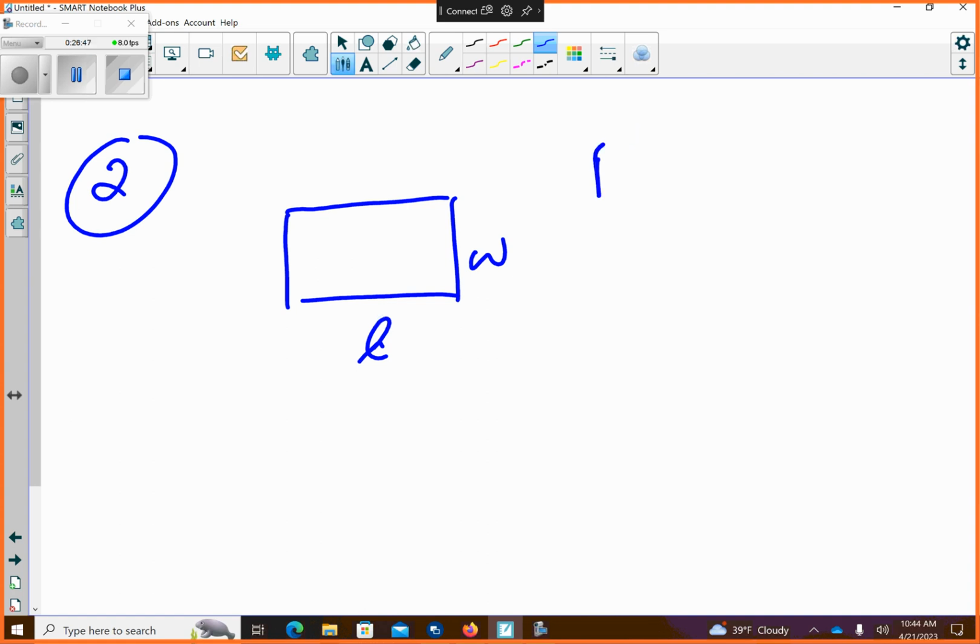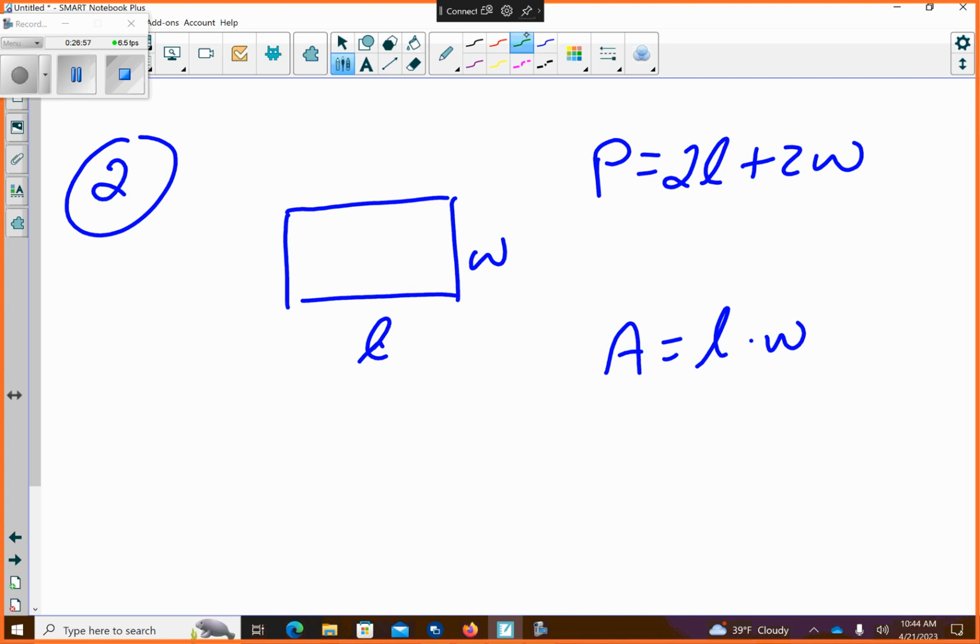So I know that the perimeter equation is 2L plus 2W, and I know the area equation is length times width. Okay? But now they told us that the perimeter is 20, so we get this. And they told us the area is 24. Find the dimensions of the rectangle.